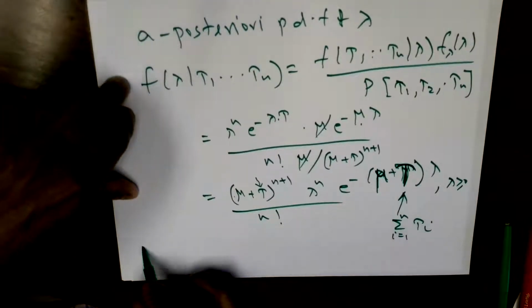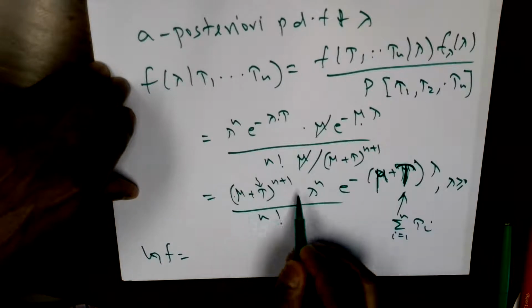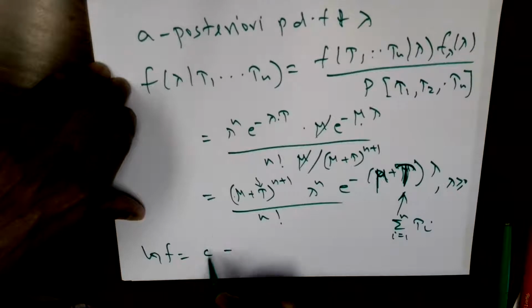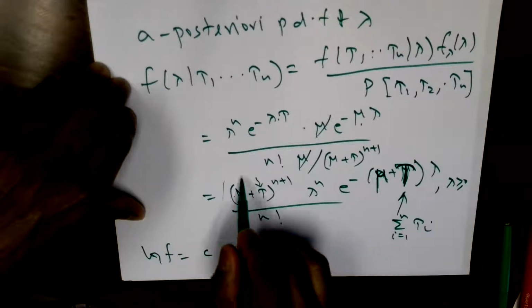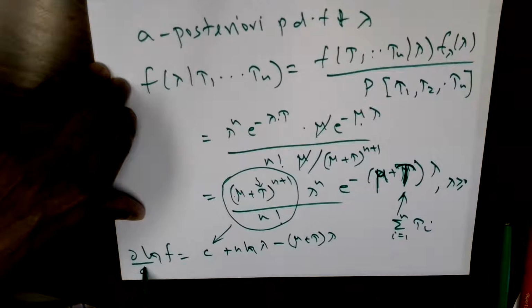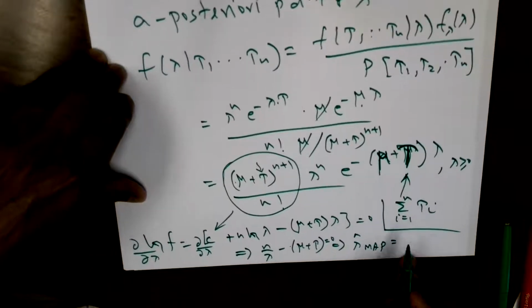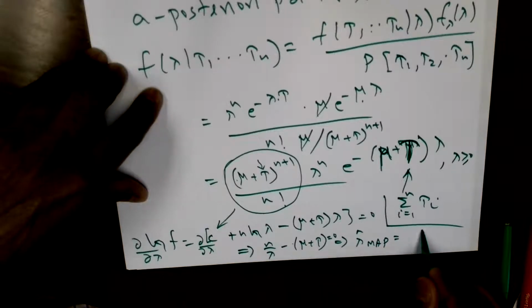So to do that, let's say we take the logarithm of f. All this has nothing to do with lambda, and we are going to take the derivative with respect to lambda. So let me call the log of this just some constant with respect to lambda. Then you have n log lambda, and then minus mu plus tau multiplied by lambda. So we take the derivative with respect to lambda, and that gives us n over lambda minus this constant mu plus tau, equated to 0. This is when lambda equals lambda hat MAP. That gives lambda hat MAP to be n over mu plus tau.